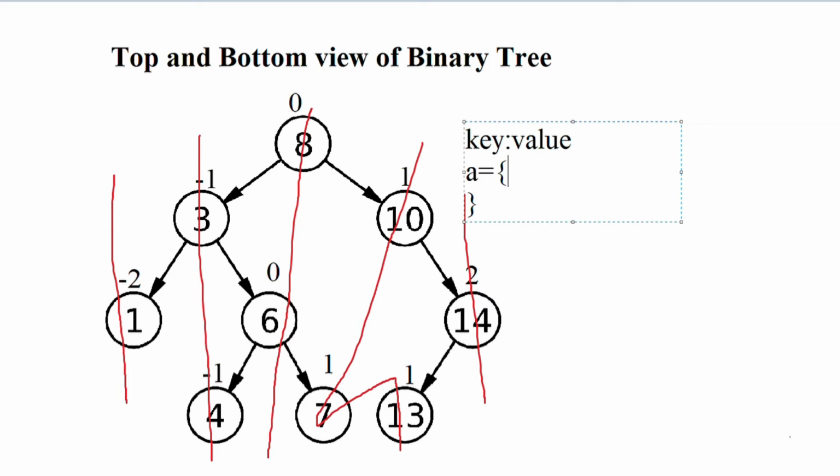The first node that I will iterate is my root node. Its horizontal distance will become my key, so 0 will become my key. The first thing I'll check is whether that key, 0, is present in my dictionary right now. It's not. Initially my dictionary is empty, right? So I'll insert the key 0, and my value will be the node, but right now I'm just putting the value 8 for better understanding.